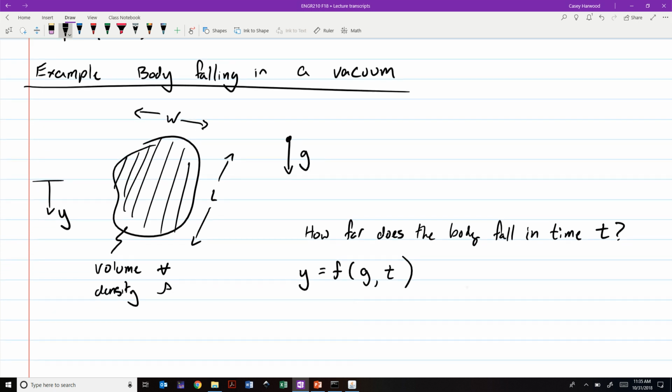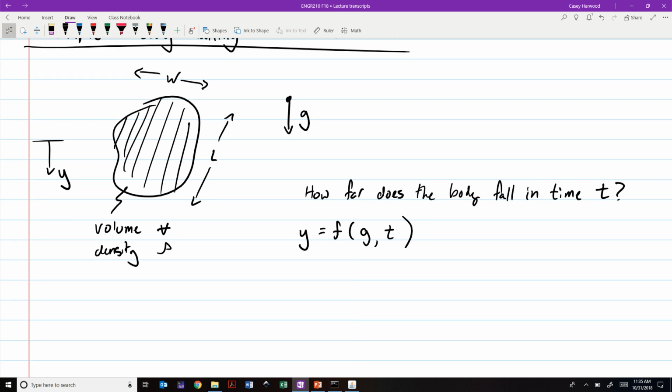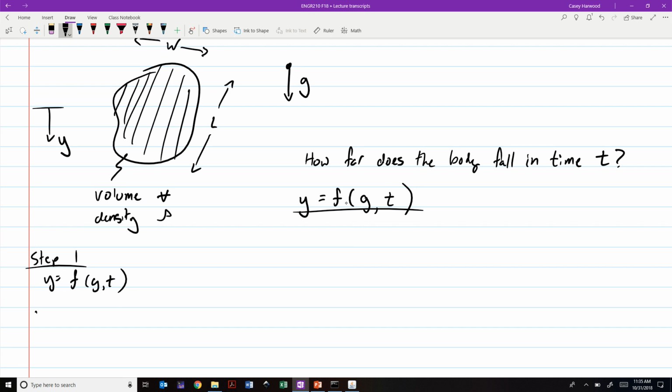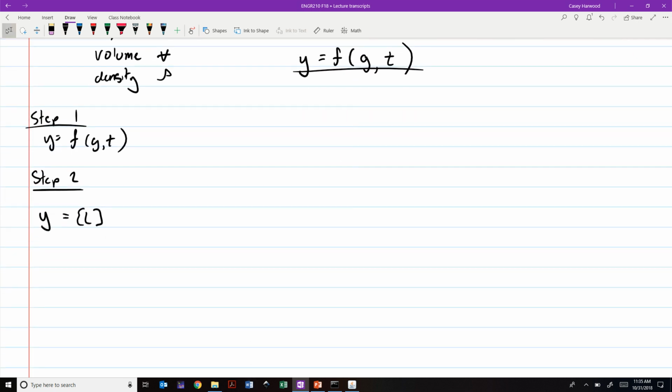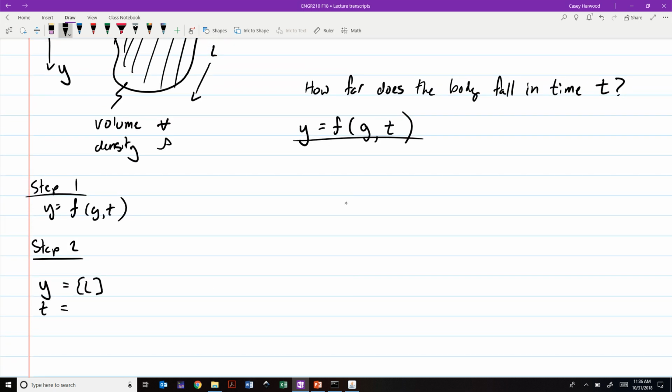So stepping through the process we set out last time, we've got our step one, which is list all the variables of interest. We've got that right here. y is equal to a function of g, t. Step two is to write out all the dimensions of these particular units. So y has dimensions of length, t obviously has dimensions of time, and g is length times time to the negative 2.